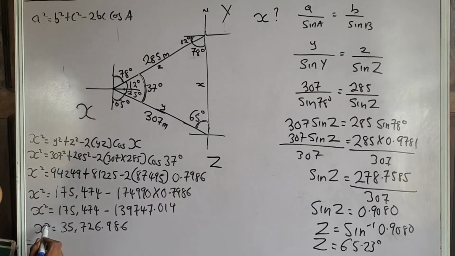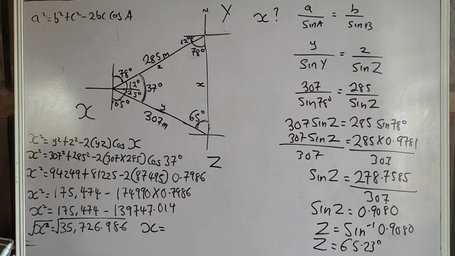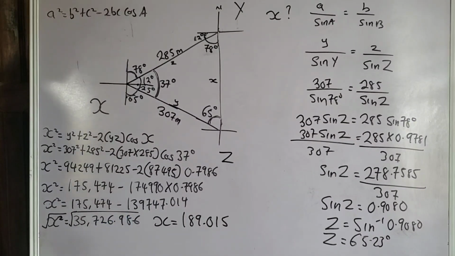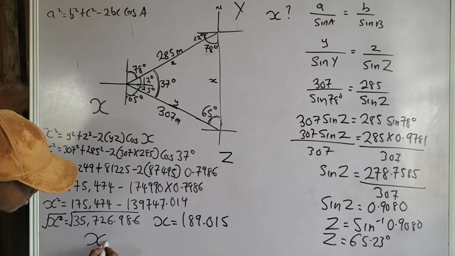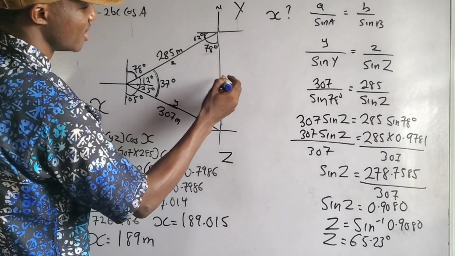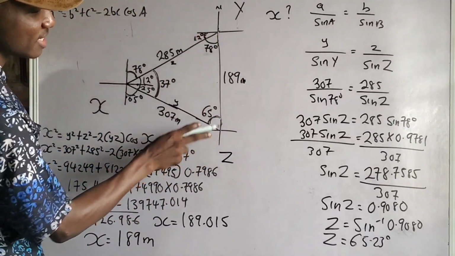So I'm going to have the square root of this, the square root of this. So x is equals to the square root of 35,726.986. That is 189.015. You can approximate this to the nearest meter. So the value of x will be 189 meter. Do you understand? So this side is 189 meter. So the distance between y and z is 189 meter.